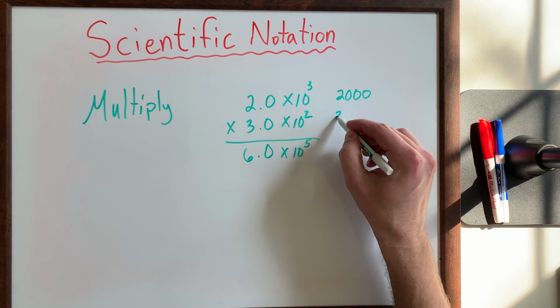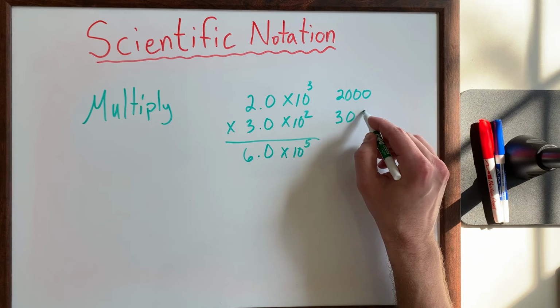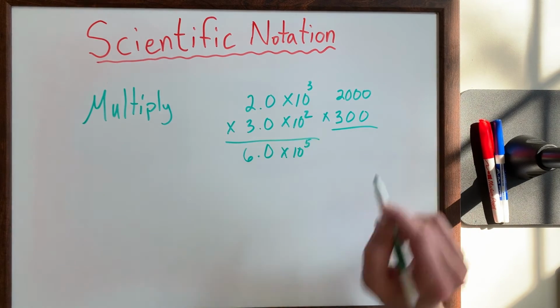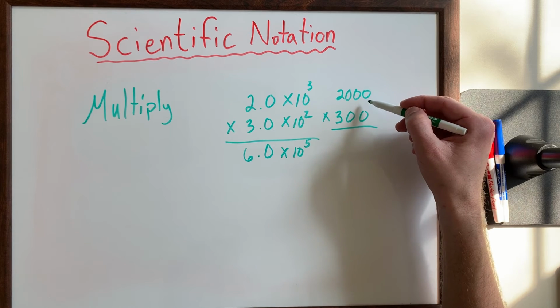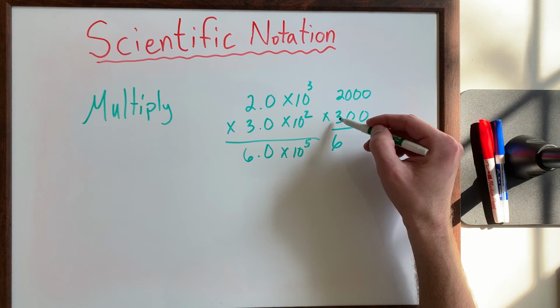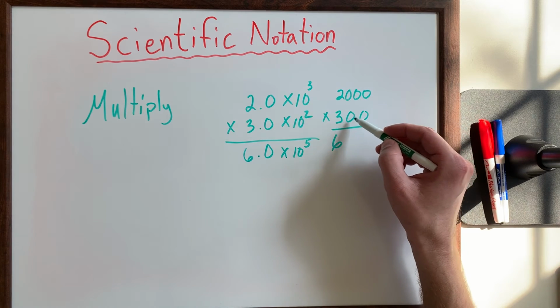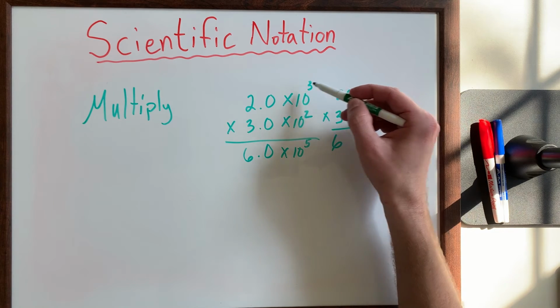3.0 times 10 squared would be 3, and then I move this decimal 1, 2, and I would get 300. If I multiply those two numbers together, recall that when you multiply numbers that end in 0, you can multiply the numbers at the beginning. 2 times 3 is 6, and then look at how many zeros I have, okay?